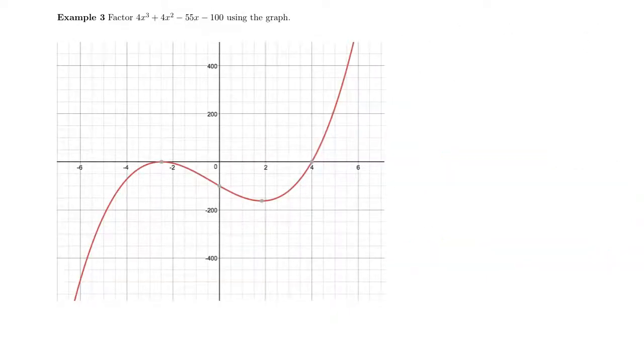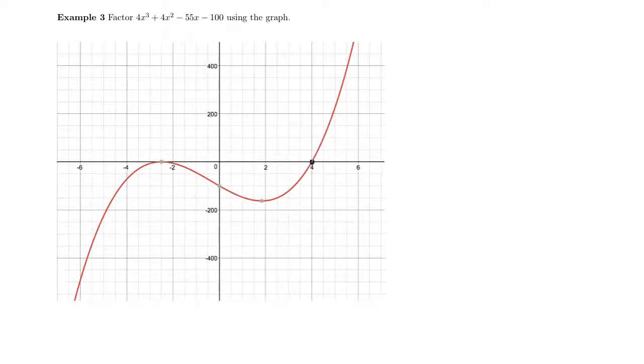Okay, and just one more. I want to factor 4x cubed plus 4x squared minus 55x minus 100. And I noticed on this graph, after I looked at it in Desmos, that there's only 2 places where it's actually equal to 0. Here we have a 4x cubed, which the degree is 3, and I'm only seeing 2 spots that make it 0. Maybe that won't be an issue, but let's see what's going on.